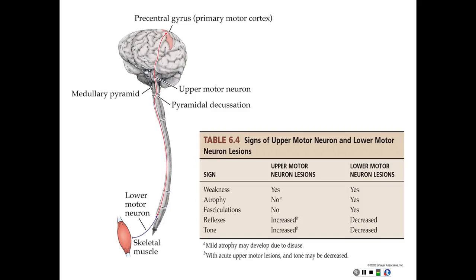Fasciculations are where the muscle begins to twitch, and that definitely is something that occurs when the muscle is denervated, and not so much when there's an upper motor neuron disease. And reflexes and tone are definitely something that Dr. Cooper will do with you again in your term 5 when he does neurology again with you. So we have 2 neurons, upper and lower motors.